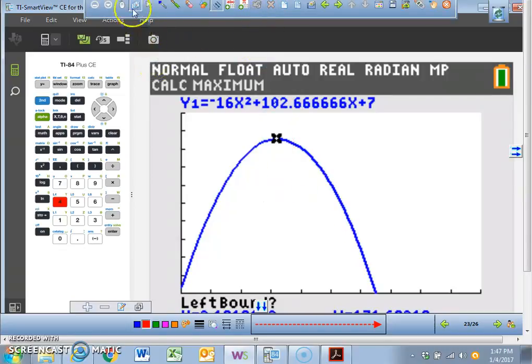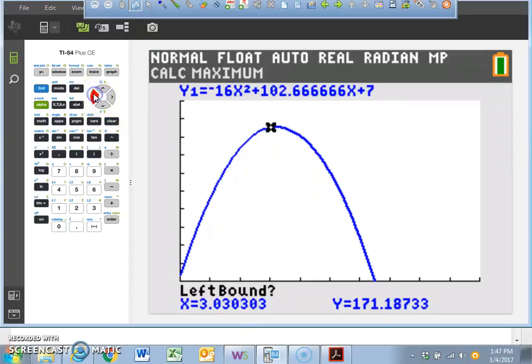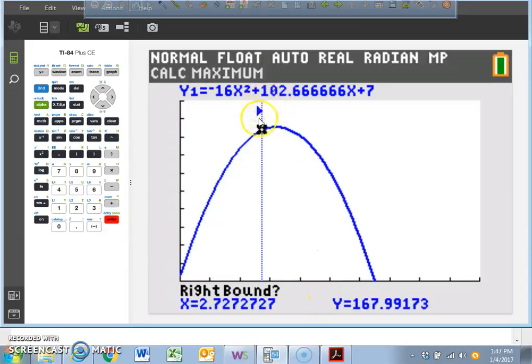All right? What we're going to do is we're going to move the cursor to the left of the maximum. Once you've moved the cursor to the left of the maximum, we're going to press Enter, and that establishes the left boundary. Now it's asking us to find the right boundary. So you're going to go to the right side of the maximum. So now, notice how my cursor is starting to go down. That lets me know I've gone past the maximum. Now I know that the maximum has to be between those two x values, those two vertical lines. Okay? Now that you've done that, you can press Enter.